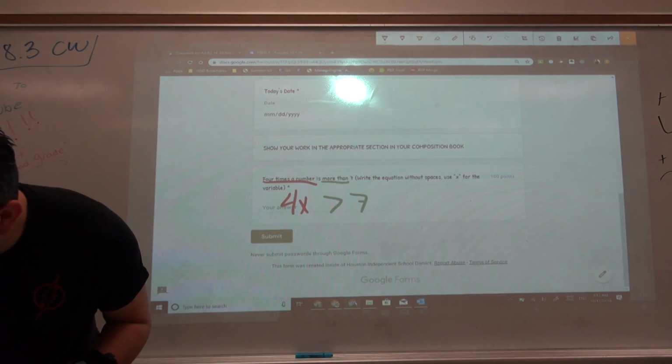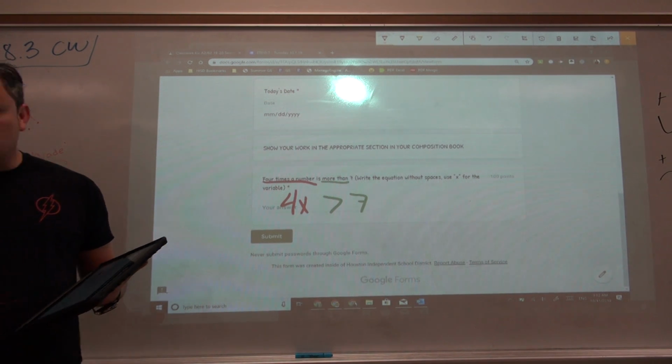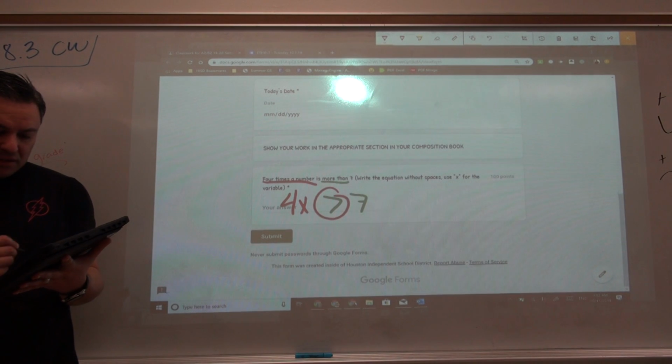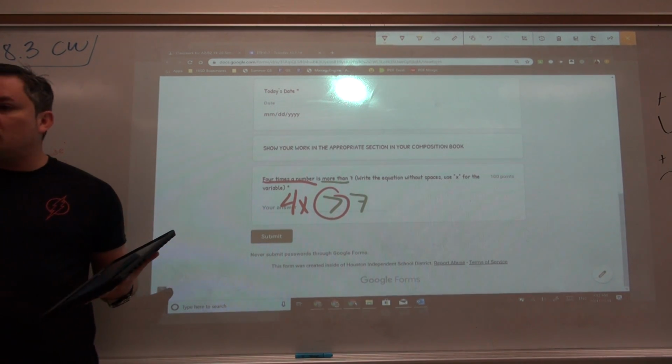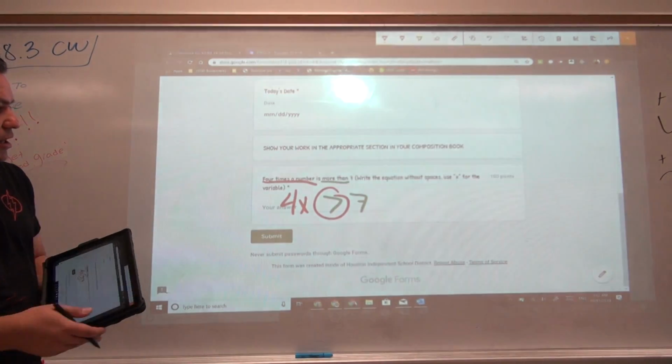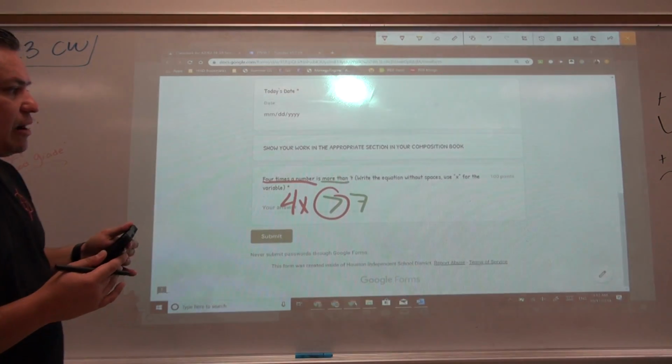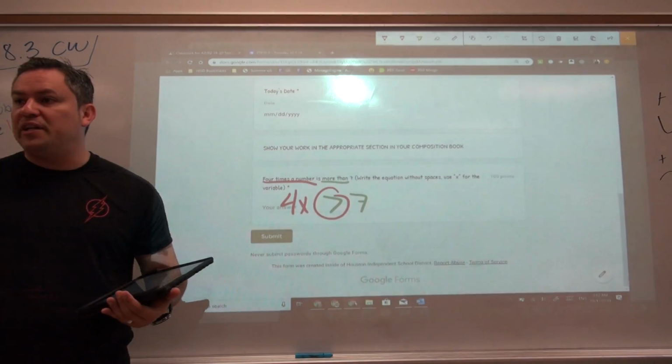But what is it equal to? It's not equal to. It's an inequality. That's why we're using this sign right here. We're only writing the inequality. That's all it's asking for, right? It says write the equation, sorry. It says write the equation without any spaces. I'm not solving it.